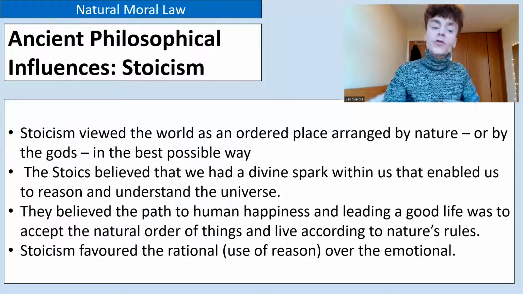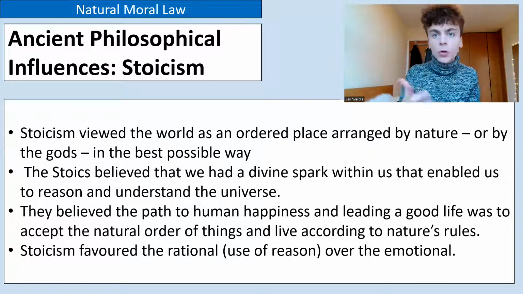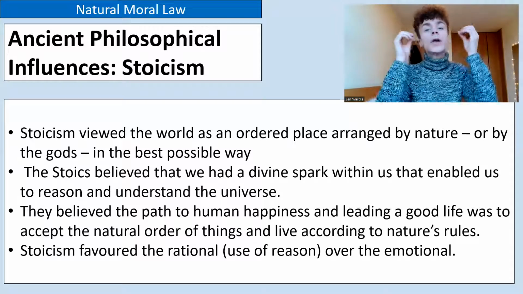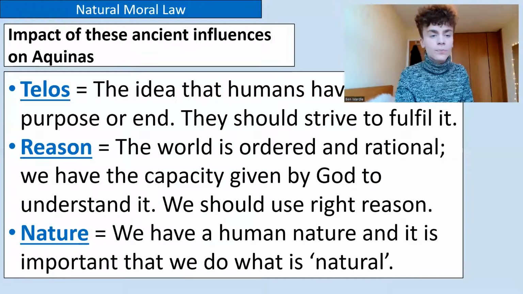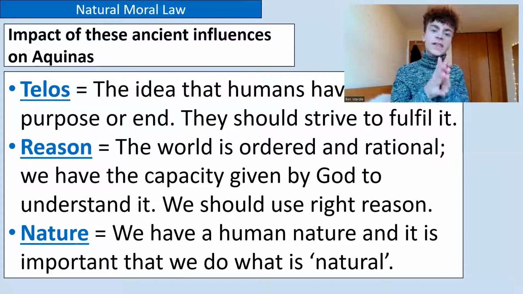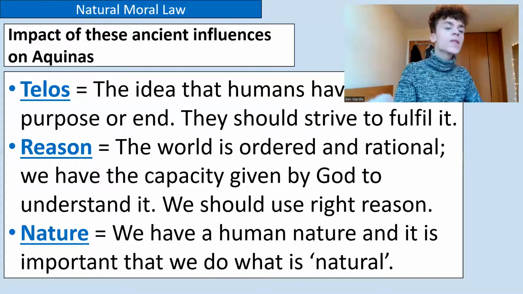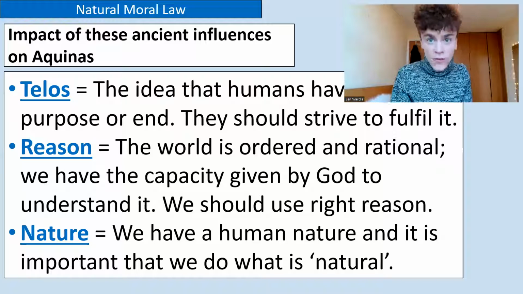And Stoics favored the rational, the use of reason in the mind, over the emotional, which we might traditionally associate with the heart. And this is very important because the use of reason is at the core of natural moral law. So let me just bring all this together and tell you the impact of these ancient philosophical influences on Aquinas. So from Aristotle, he takes the idea of telos, the idea that humans have this final purpose or end that they should strive to fulfill.